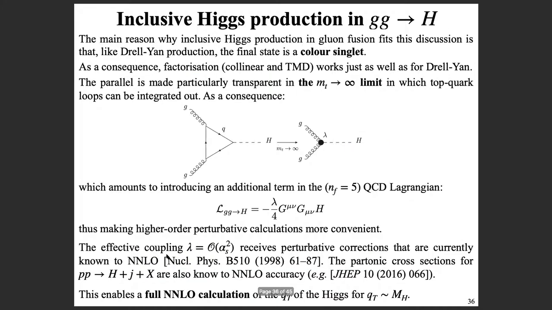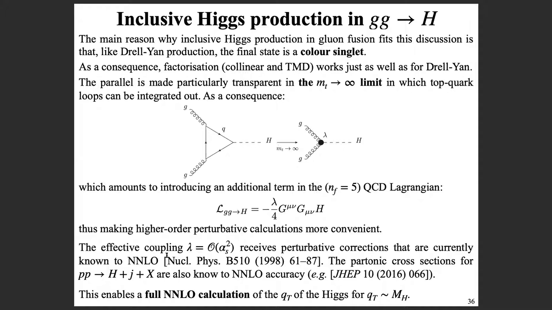So now let me finally move in the last 10 to 15 minutes to Higgs production. And so I will be mostly concentrating on inclusive Higgs production in gluon-gluon fusion. We have seen at the beginning that this is the process amongst those in which a Higgs boson is produced with the largest cross section. And one of the reasons, probably the main reason why considering this process fits well with the discussion we have carried so far about Drell-Yan is the fact that Higgs production and Drell-Yan both have a colorless final state. So this simple fact, that the initial state and the final state are not entangled through color connections, is such that most of the tools developed for Drell-Yan can also be exploited for Higgs production. And so I'm talking about factorization, collinear and TMD, and resummation.